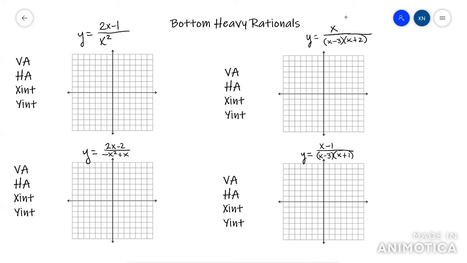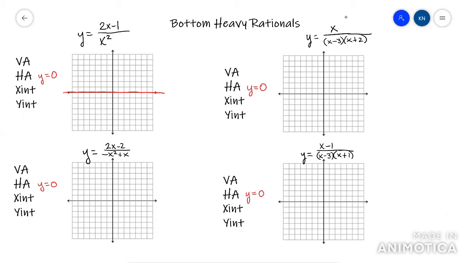Now, the first thing to know about bottom heavy rationals is all of their horizontal asymptotes, all these HAs, are going to be y equals 0. So I'm going to go ahead and fill that in on every single one of these. That is by far the most important thing to know about a bottom heavy. So there's going to be an asymptote along this x-axis.